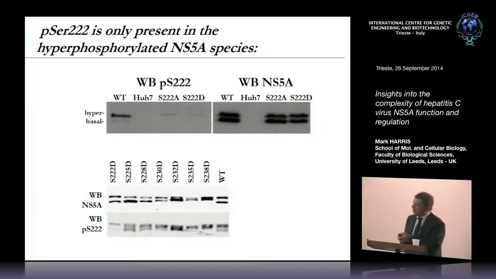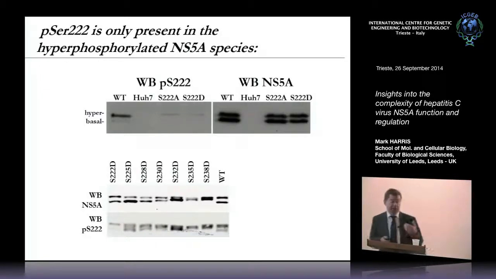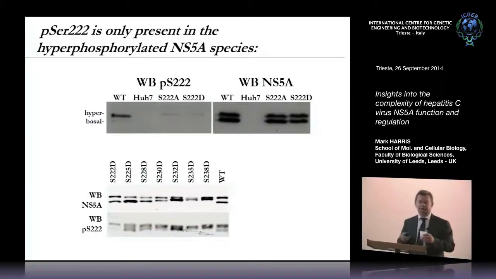And I think you can see some evidence for that there. It's not absolutely clear cut. So here's the wild type. We've got a bit of reactivity for serine 222 here. But when we mutate 225 to D, that will drive phosphorylation of 222. We're seeing a much higher phosphorylation with this PS222 antibody here, and likewise for that basally phosphorylated form. So we think that serine 222 is a hallmark of the hyperphosphorylated form. Its phosphorylation is driven by this phosphorylation cascade.